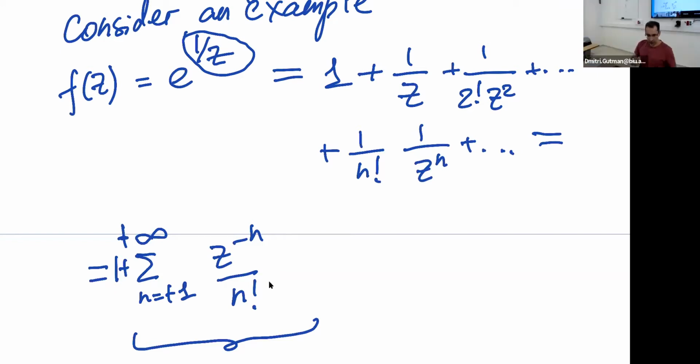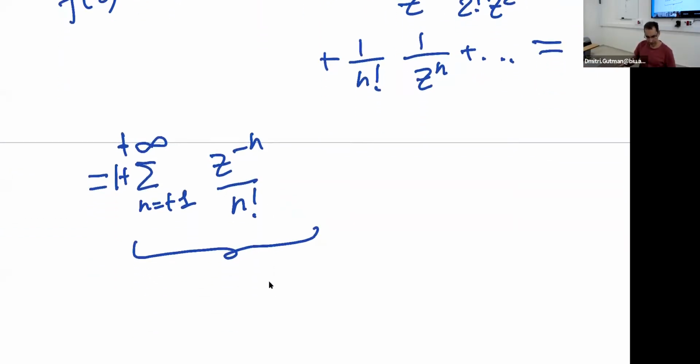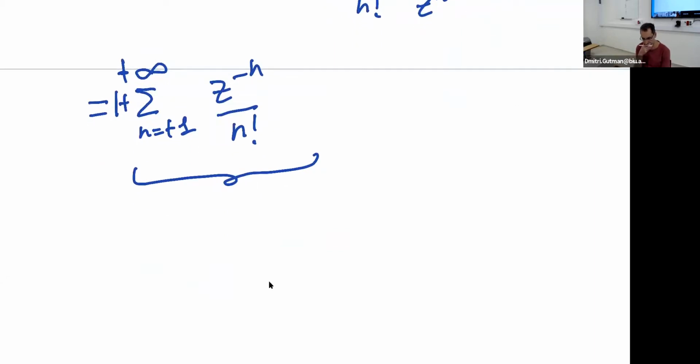Okay, so this is the main message. If it's an essential singularity, then there are infinitely many terms.